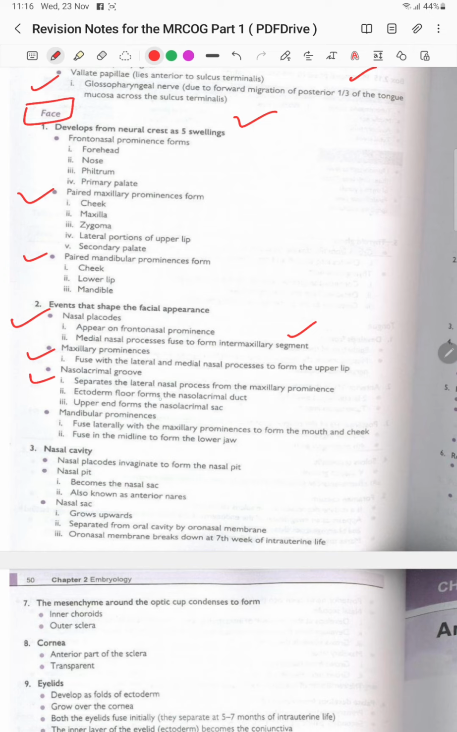Ectoderm in the floor forms the nasolacrimal duct, and the upper end forms the nasolacrimal sac. The mandibular prominences fuse laterally with the maxillary prominences to form the mouth and the cheek and nasal cavity.